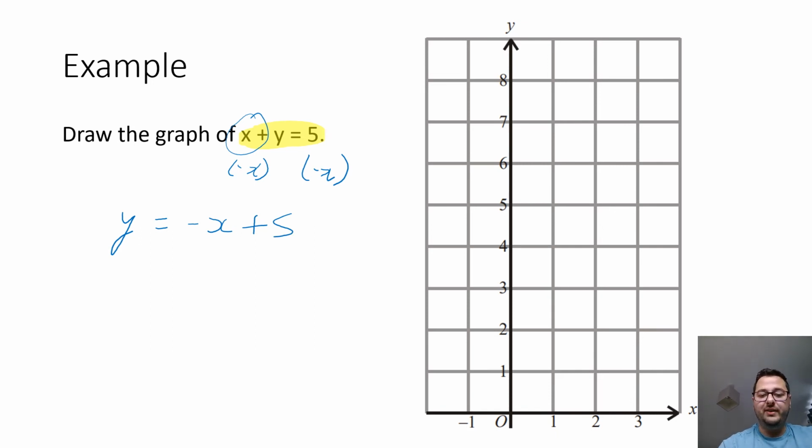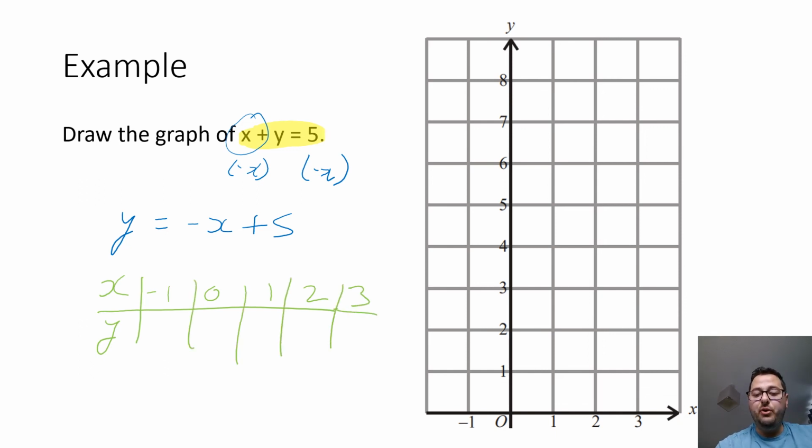And again, you can draw a little table if you want. So x and y. Now looking at the graph, it looks like x is going from -1 to 3. So let's do that. -1, 0, 1, 2, 3. Again, the easiest number to put in is 0. And if I put 0 into this, then it just leaves me with 5. And because we know it's -1x, it's going to go down 1 every time. And that would be 6.